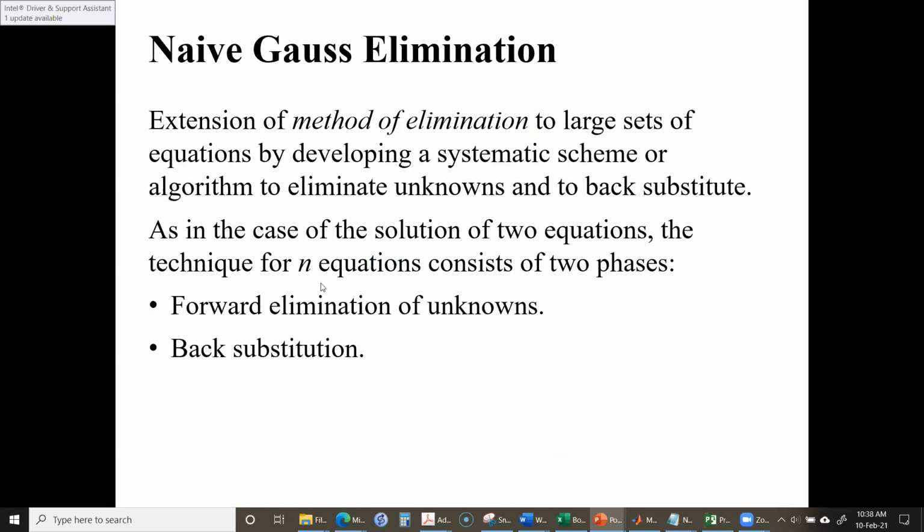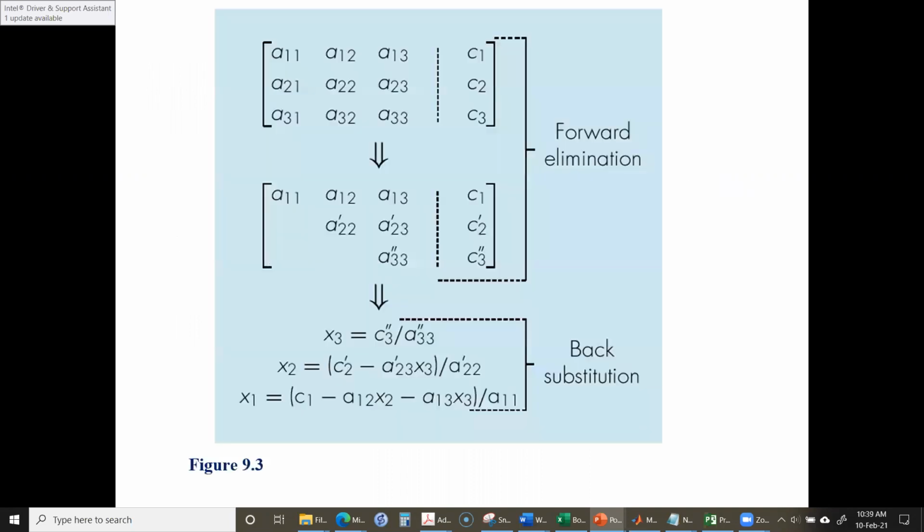Then we have the naive Gauss elimination method. It is an extension of the method of elimination to large sets of equations by developing a systematic scheme or algorithm to eliminate unknowns and to back substitute. As in the case of solution of 2 equations, the technique for n equations consists of 2 phases: forward elimination of unknowns and then the back substitution.